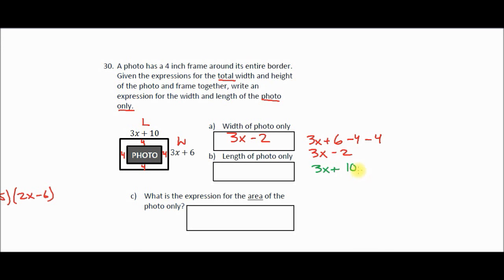And we're going to subtract out 4 inches from our length here. We've got to get rid of 4 inches on the right side and 4 inches on the left side. So 3x plus 10 minus 4 minus 4. And we end up with 3x. 10 minus 4 is 6, minus 4 is 2, so 3x plus 2.